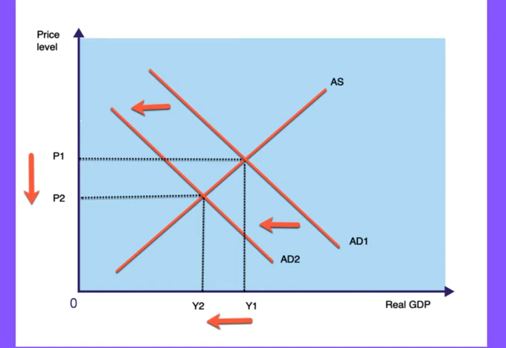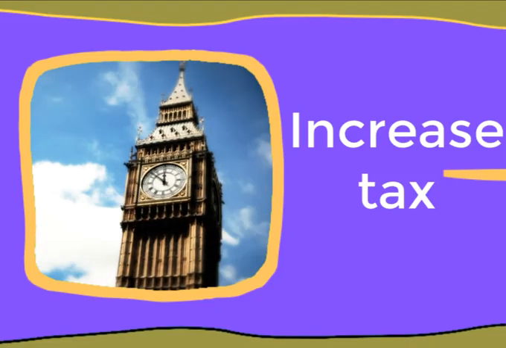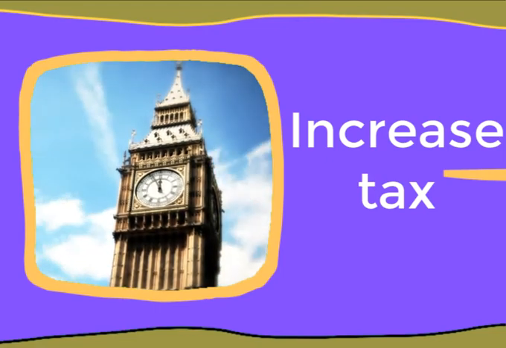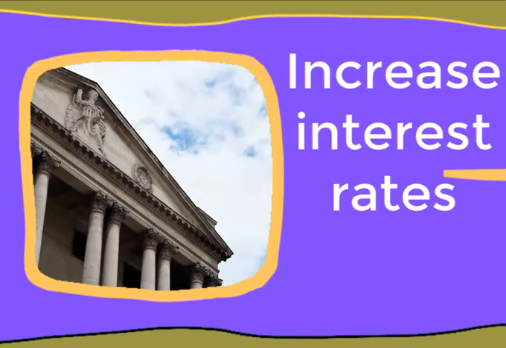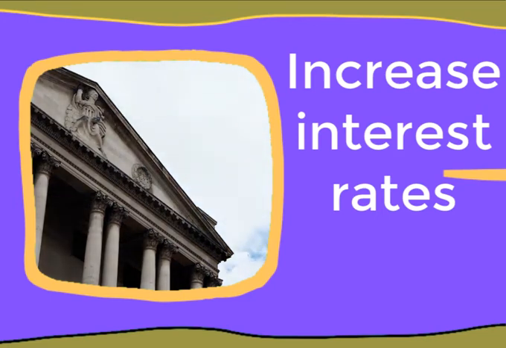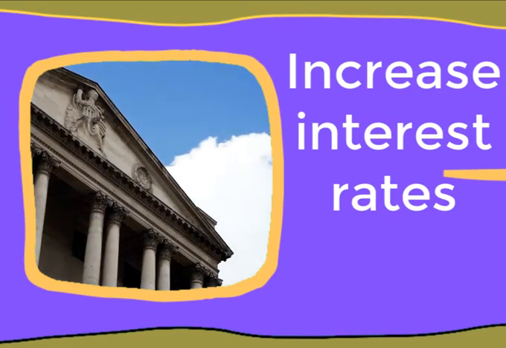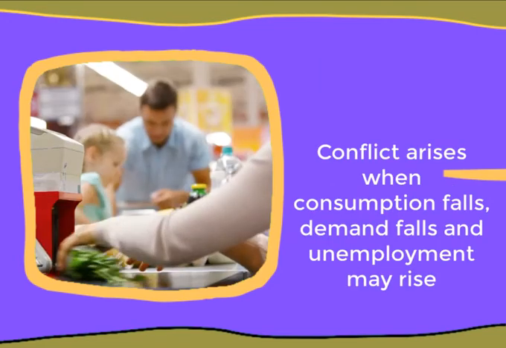This is due to less spending, which means less upward pressure on prices. To achieve this, the government might increase taxes, or the Monetary Policy Committee might increase interest rates. The overall impact of these moves may prevent inflation, but they may also mean less spending in the economy.